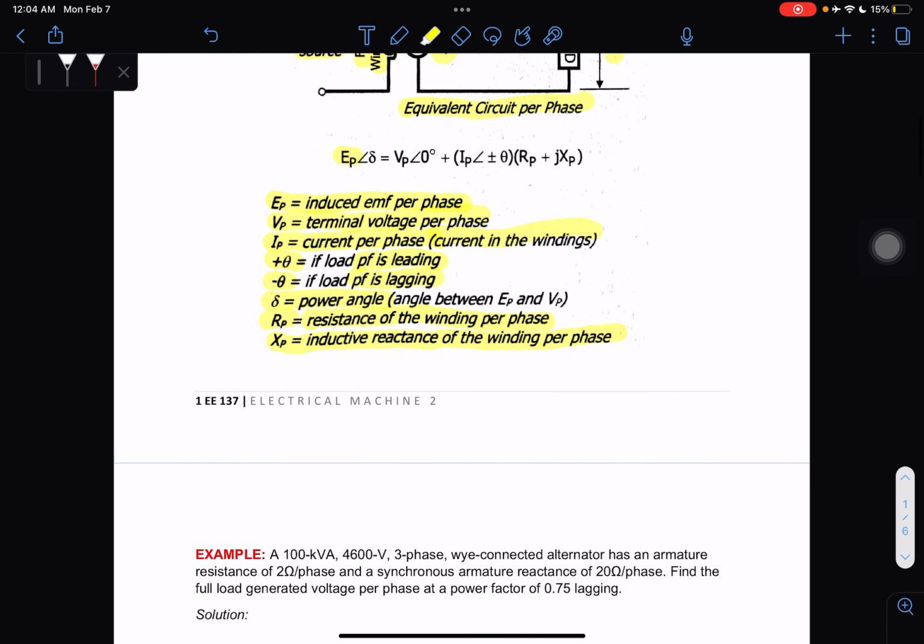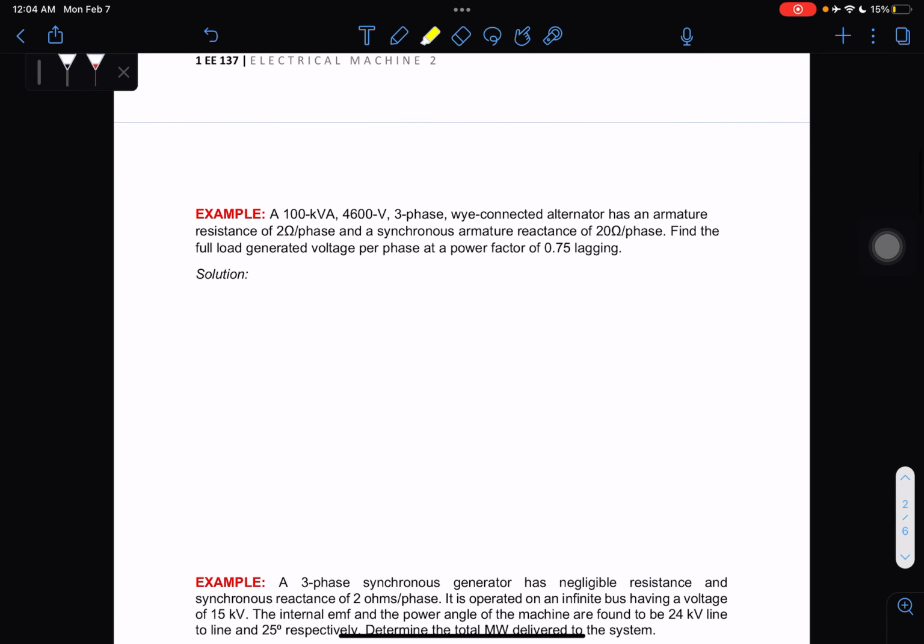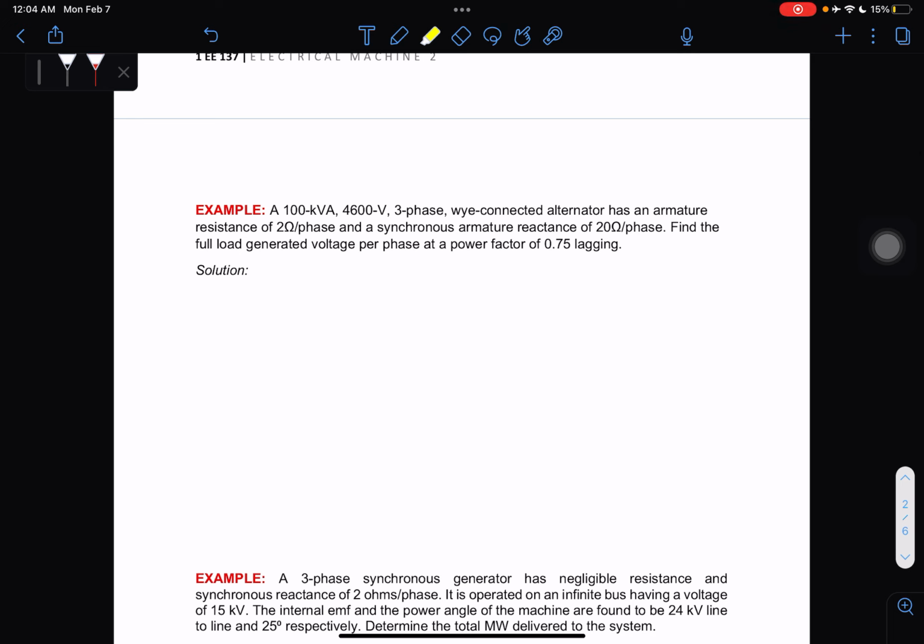So let's have an example for this topic. We have here a 100 kilovolt ampere, 4600 volt, 3-phase Y connected alternator that has an armature resistance of 2 ohms per phase and a synchronous armature reactance of 20 ohms per phase. Find the full load generated voltage per phase at a power factor of 0.75 lagging.